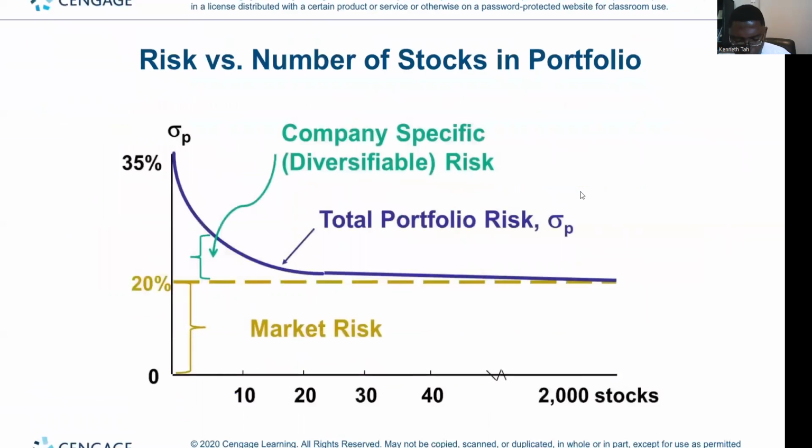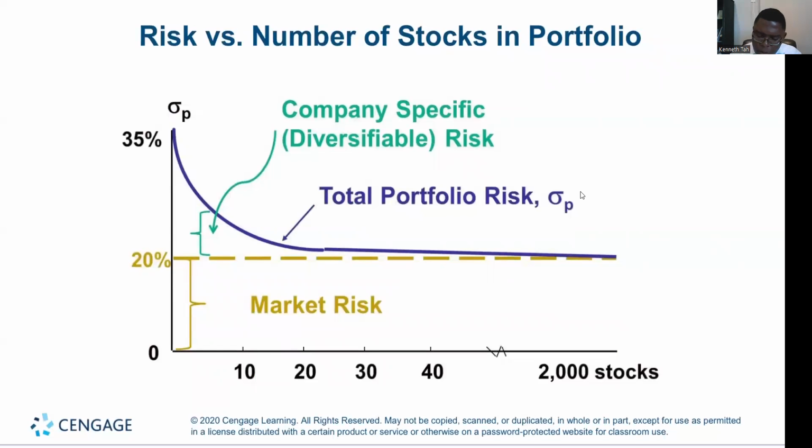So talking about risks, there are different types of risks. We have what we call the market risk. We have what we call the company-specific, or diversifiable risk. And then we have the total risk. The total risk is a combination of the market risk and the company-specific risk. The company-specific risk is the risk that is associated with that company. This kind of risk cannot be diversified away. Sorry, what cannot be diversified away is the market risk.